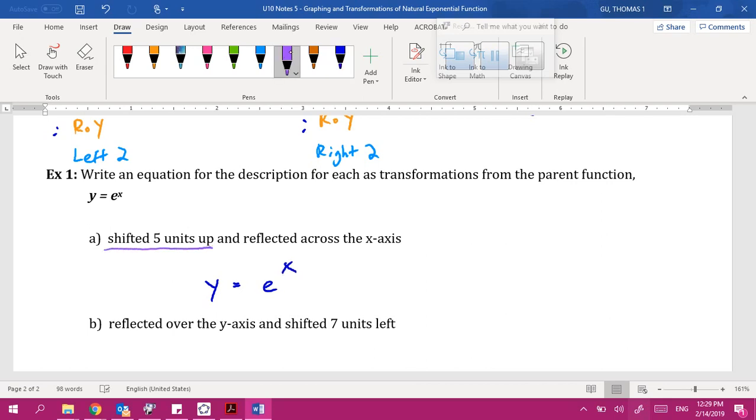So Holly, do you know how I could show that it's being shifted 5 units up? Big plus 5. That's right. Big plus 5 at the end. Okay, good. That's the shifted up 5. Good. And what about the reflected across the x-axis? Where? Before the e. Very good.